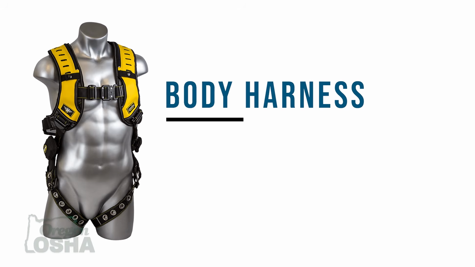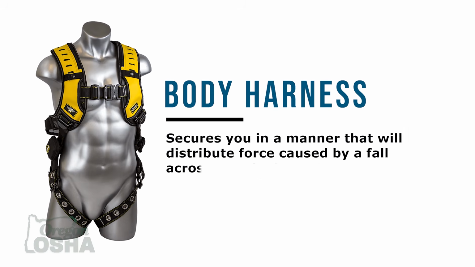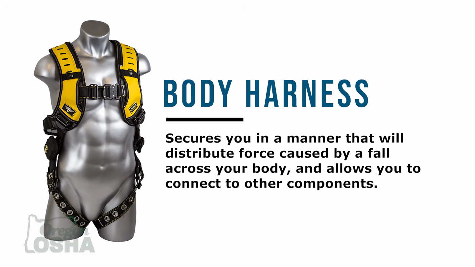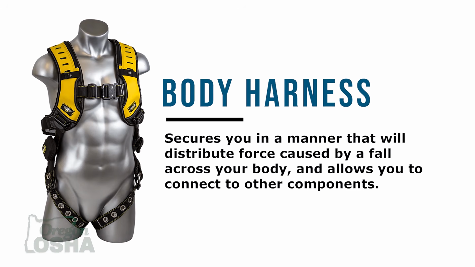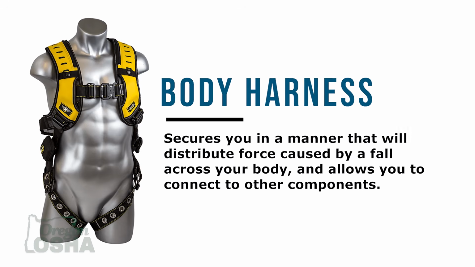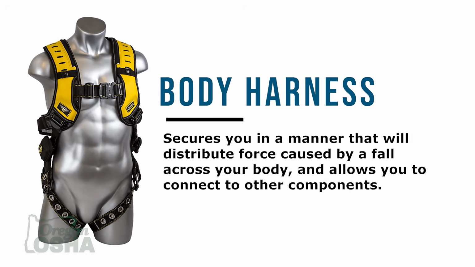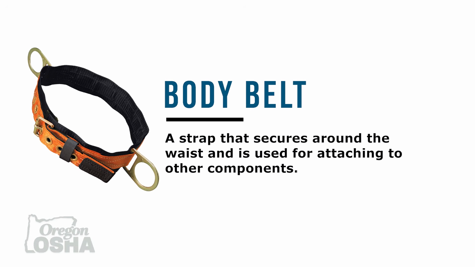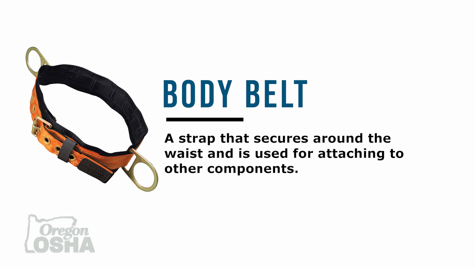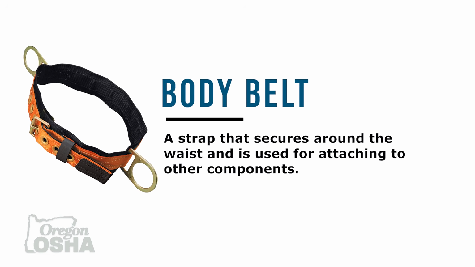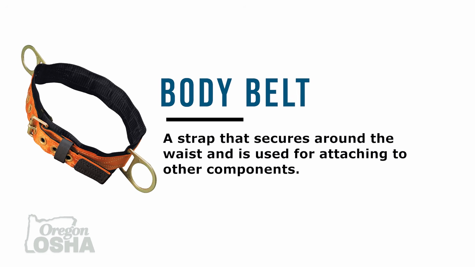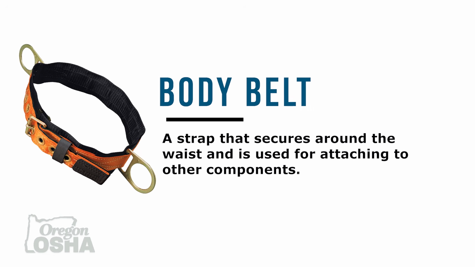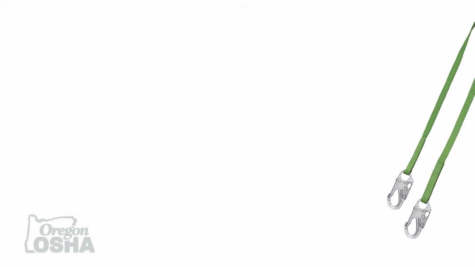A body harness is a piece of equipment that is comprised of straps that secure you in a way that will distribute force caused by a fall across your body and allows you to connect to other components in your fall protection system. A body belt is a strap that secures around your waist and is used to attach to other components such as a lanyard. Its use is more limited than a body harness and is only allowed in a positioning system or travel restraint systems. Next up are connecting devices.